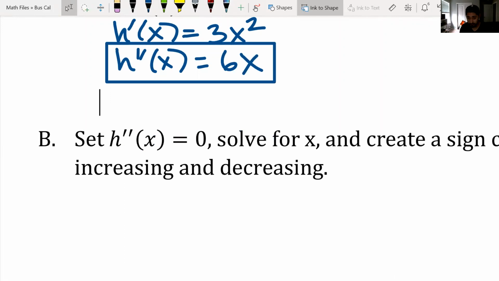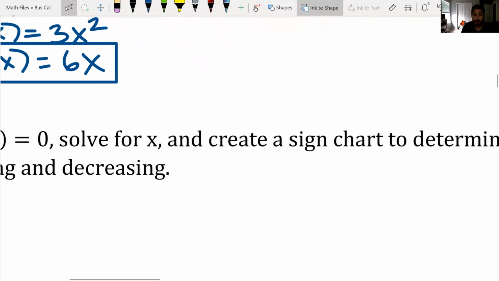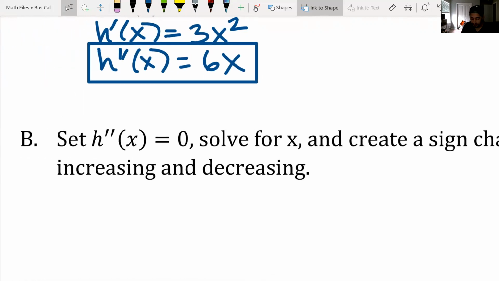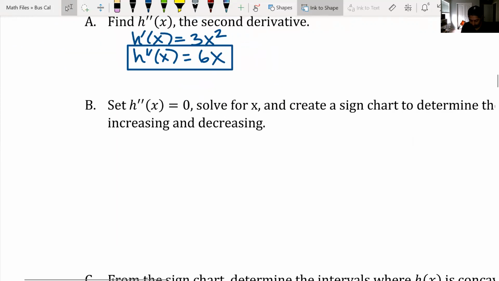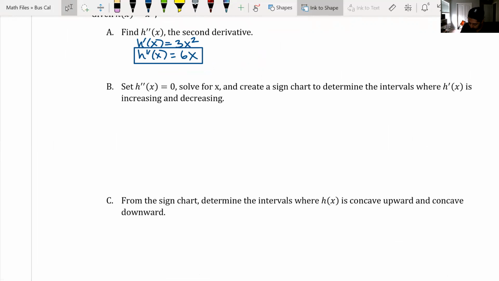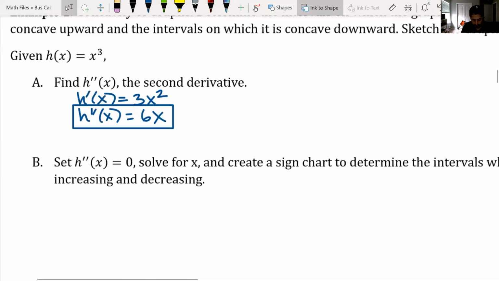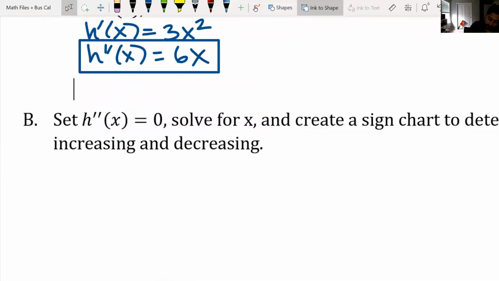Next, take the second derivative, set it equal to 0, and solve for x. Whatever we get for x, we will create a sign chart to determine the intervals of increase and decrease to find concavity. Okay? All right. So B and C are going to be worked together. From the sign chart, determine the intervals where it's concave up and concave down. So for B, first thing we want to do, set it equal to 0.